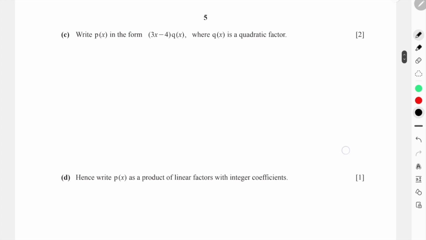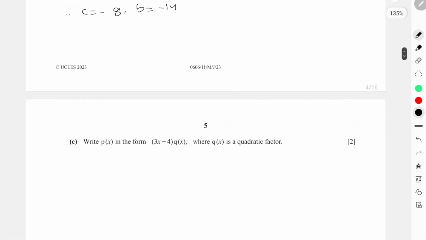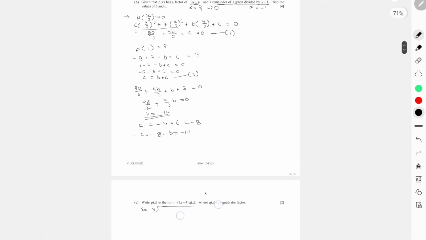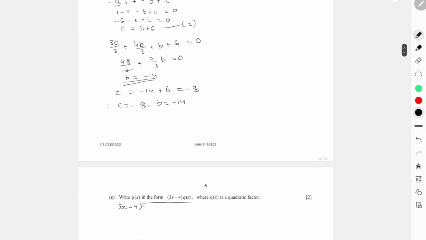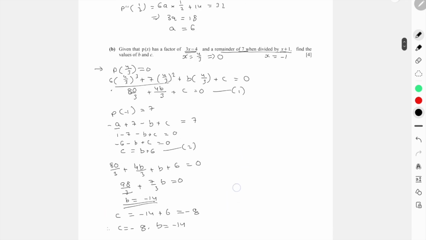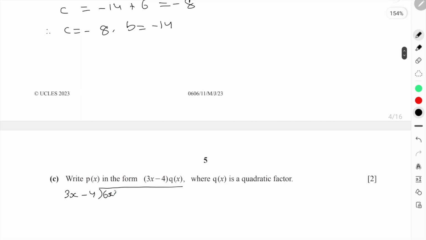Let's move on to the next question. We have to write p of x in terms of this. Alright, so this is just basically long division. And now we have all the values of a, b, and c, right? And so we'll just plug that in. So we have a is 6. What I'm doing right now is writing p of x in numericals.